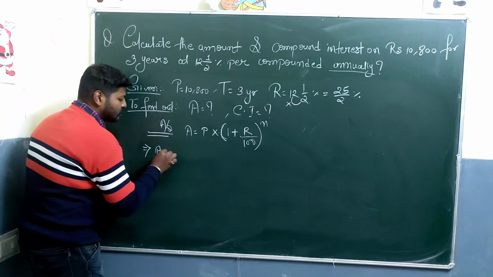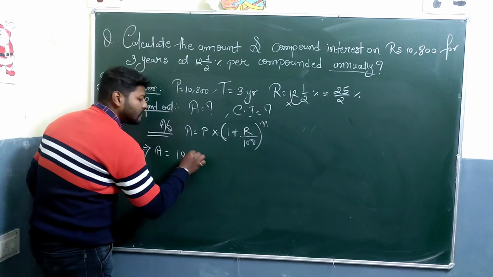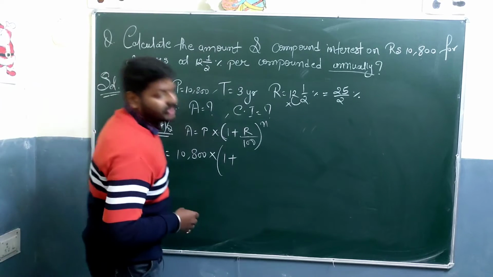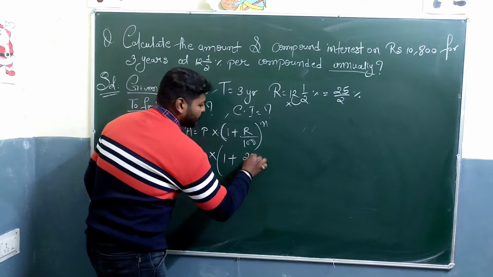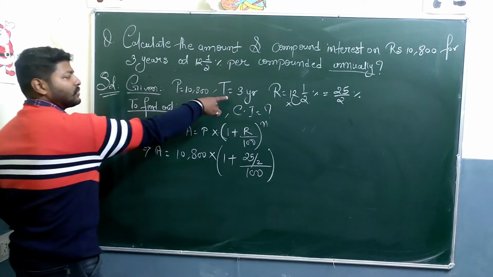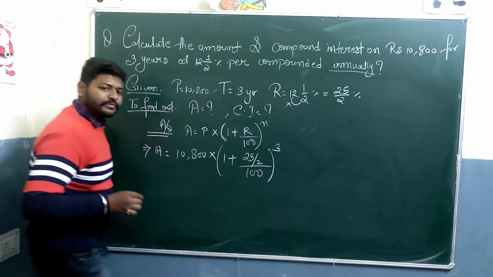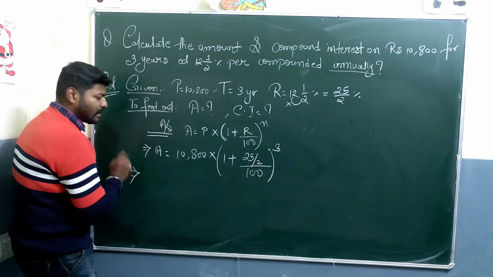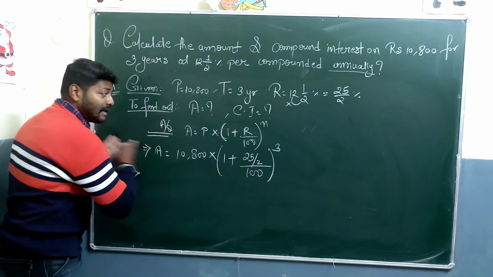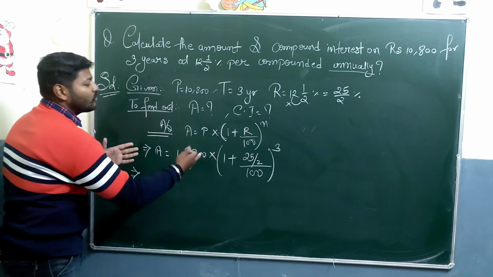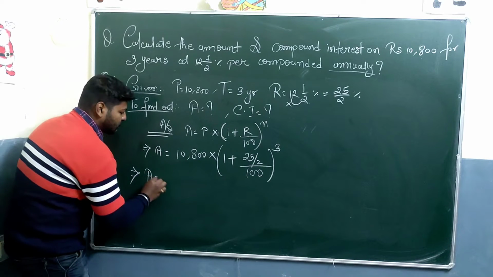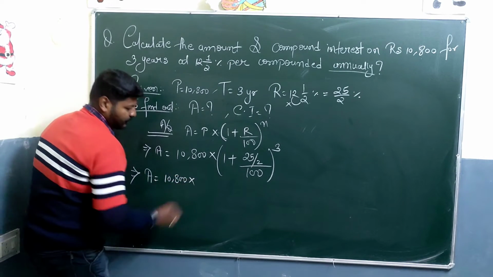Now amount is equal to the principal, that is 10,800, into 1 plus the rate of interest, which is 25 upon 2. So it will be 25 upon 2, with 100 coming here, and the time is 3 years, so we put 3 here. Now the next step, implies, is the most important step. You should always see that the formula lines are placed with implies and equals to.